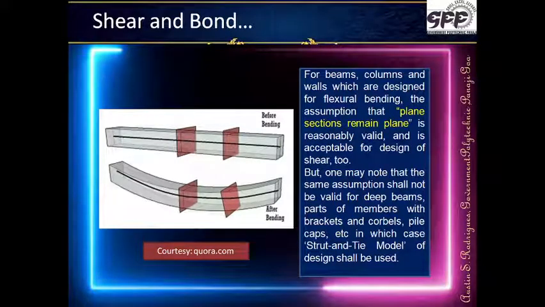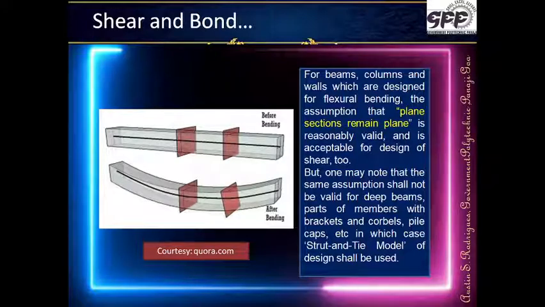Now as we begin, let us start with the assumption. We know that earlier when we designed the beams, for beams, columns, walls, we said that the first assumption is that plane sections remain plane before bending and after bending also, that is upon loading. We assume that this assumption is valid for shear, that is flexural shear too. We may please note over here that if the beam is a deep beam, this assumption may not be true. This assumption may not hold.